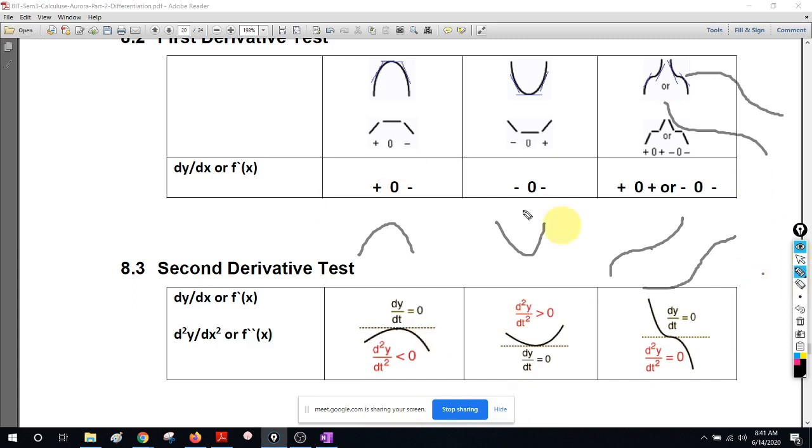Say that I have a y equals x squared graph. You know that the y equals x squared graph is something like this.